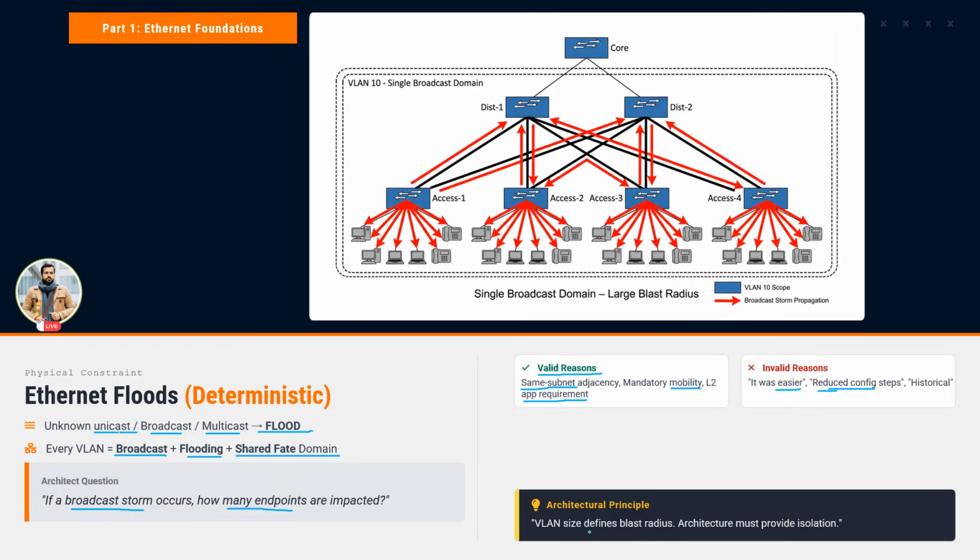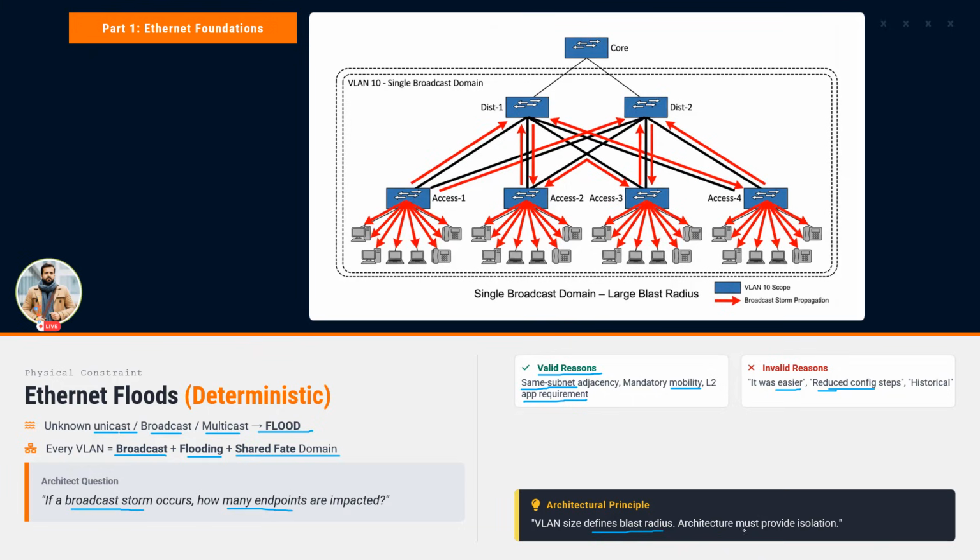Let me give you a scale example. Imagine you've got 2000 endpoints and they are all ARPing every few minutes. Now picture what happens during MAC table flush events. You get massive flooding spikes. The bottom line, your VLAN size literally defines your blast radius, and that blast radius needs to align with what your business can tolerate. That makes sense.